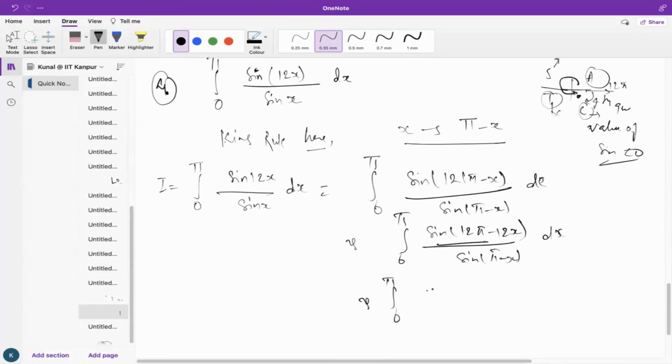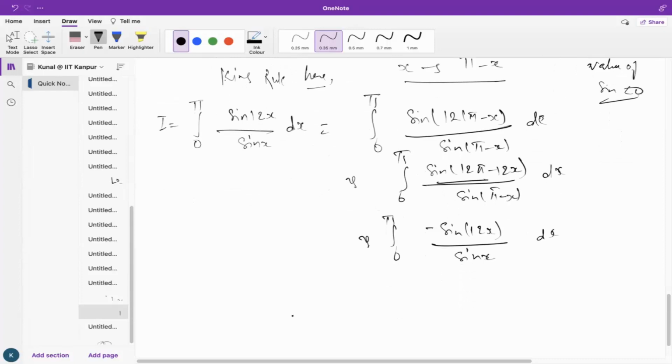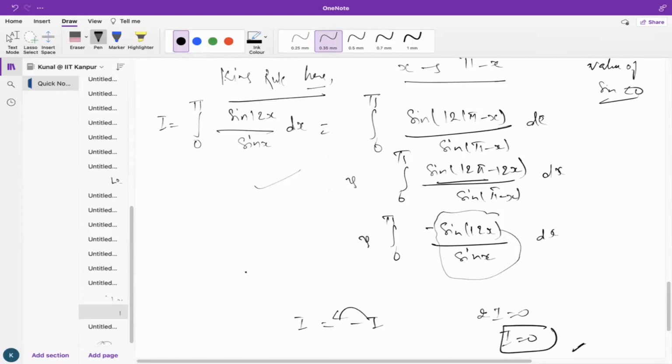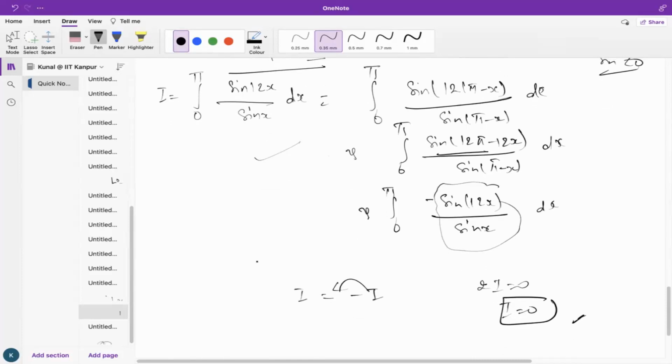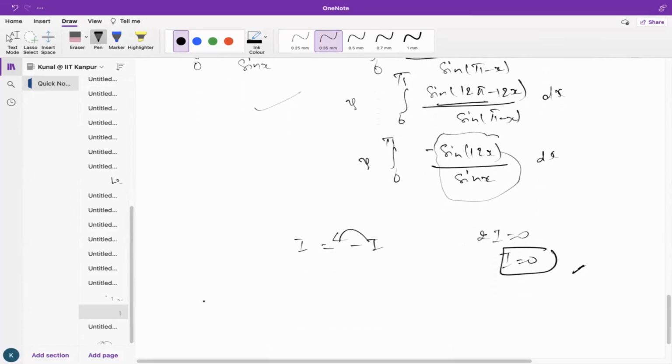So we'll get the integral from 0 to pi of minus sine of 12x by sine of x. So what do you get from here? I is equal to minus I, because this value is actually our I, right? So when we take that to the other side, we get 2I is equal to 0. So I is equal to 0, right? This is the one way we get from King's rule. Now try to apply Queen's rule here and let's check what happens. Actually, the same thing is going to happen here also. So let me do it here for you.